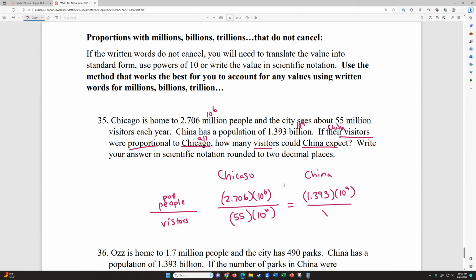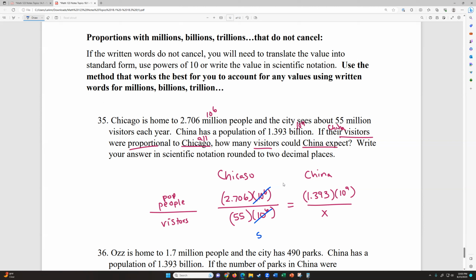And then we're going to have that over the X, the visitors. Okay, now I want you to notice before I cross multiply, I can cancel the 10 to the 6s. We ended up getting lucky and having a million in the top and bottom of that fraction. So that is allowed. You can cancel a top and bottom of a fraction if they're multiplying and they're exactly the same. So that's one thing we can do, but we still need to cross multiply.